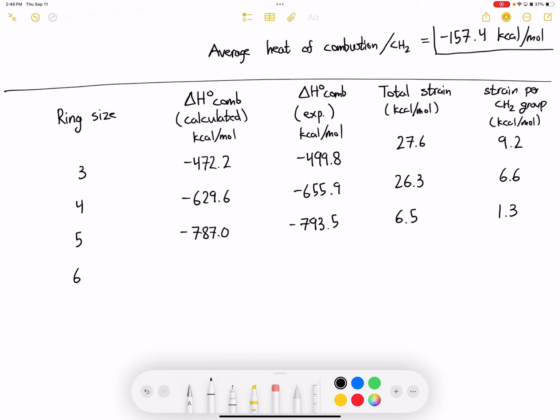So 6, the prime example of no strain: 944 calculated, and almost the exact same value from experiment. So that's a great result there. 0.1 total strain, so on average 0.0 per group. Because it's 0.1, that's basically nothing.